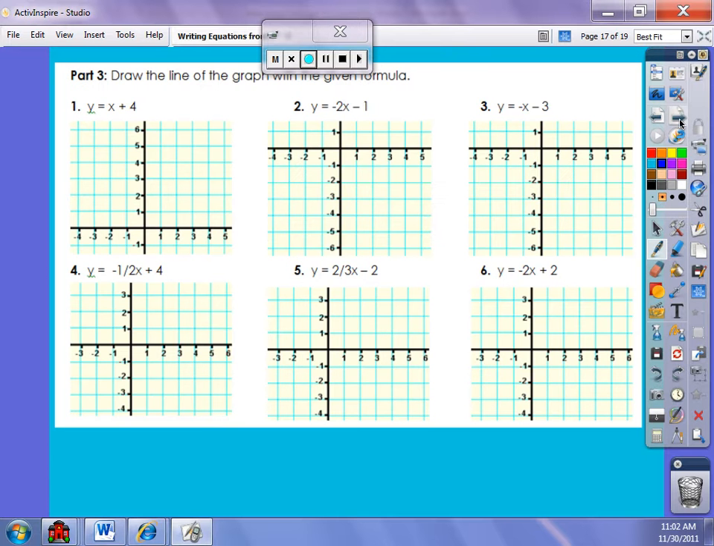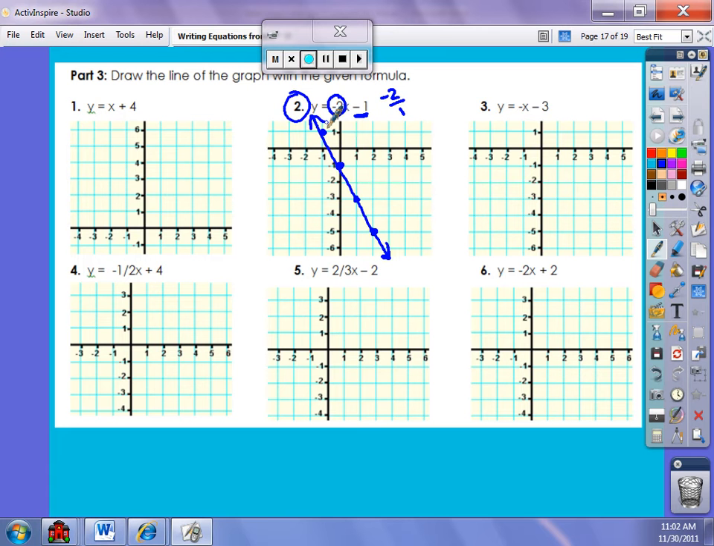Okay, so let's see if we can go in the reverse order. Let's see if we can graph one of these. Let's look at number 2. This time just going in reverse. I know that this is my y-intercept, -1. So I'm going to put my first dot right there. This number right here tells me the slope. Down 2 over 1. Down 2 over 1. I can even backtrack a little bit to get one more point. And there is my line.